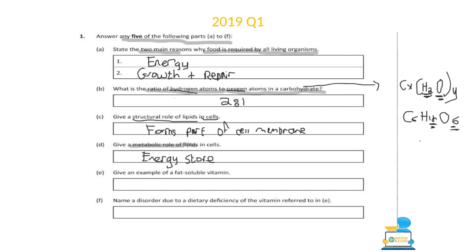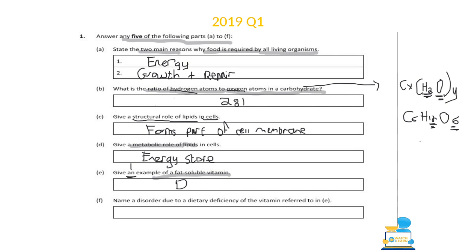The next question is asking for an example of a fat-soluble vitamin. Again, we needed to know 2 types of vitamins: a water-soluble vitamin and a fat-soluble vitamin. Our fat-soluble vitamin that we looked at was vitamin D. So simply put vitamin D, because you're only asked for an example.